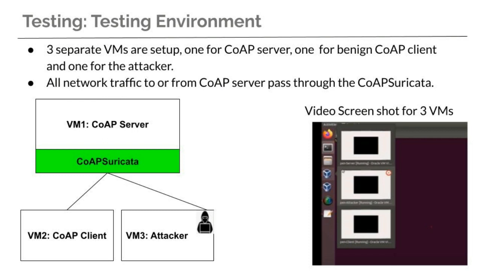This is our testing topology. Three VMs are run: one is the QoA server, another is the QoA client, and one is the attacker. Suricata, enabled with QoA, is running in inline mode. All the traffic coming from or to the QoA server passes through Suricata. The right side screenshot shows the video screenshot of the three VMs.